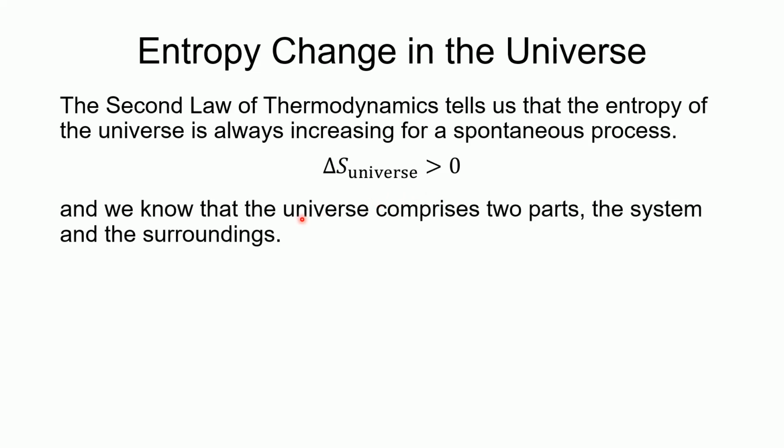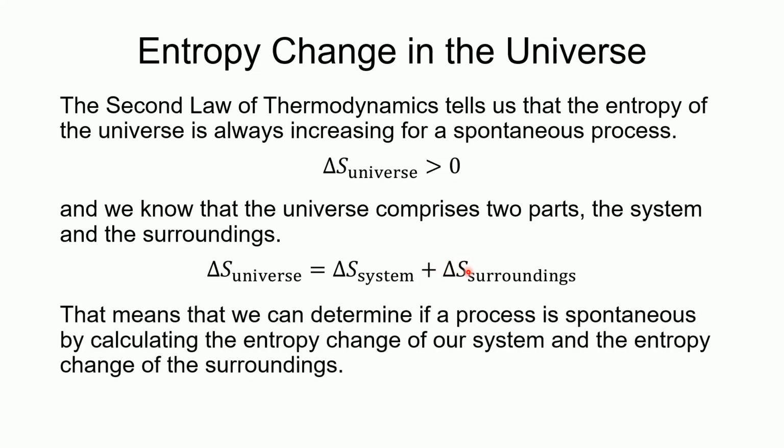So we know that the universe comprises two parts. There are only two parts to the universe, the system and the surroundings. So we can write that the entropy change of our universe is equal to the entropy change of our system plus the entropy change of our surroundings. Well, we already know how to calculate the entropy change in our system. We just use the standard molar entropies for our reactions. Calculating delta S of our surroundings, we just did that with the delta H and the temperature. And so we're going to do this for an example.